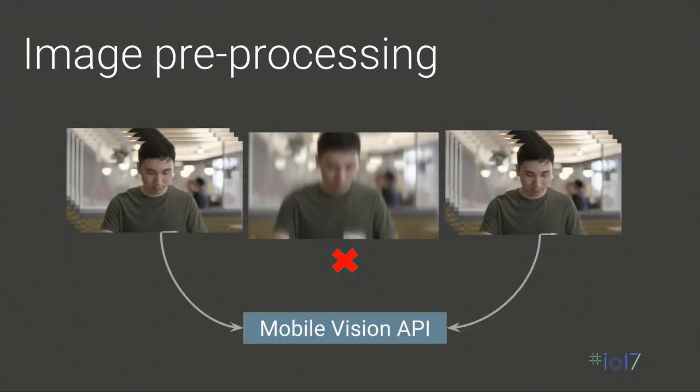The second one is that, if possible, do image pre-processing. For example, if you are running the Face API on a video and you know that part of the video is blurred, it could be a motion blur, or the light is really dark, so it's difficult to recognize a face, you might want to skip these frames, because by doing that, you can save a lot of battery.